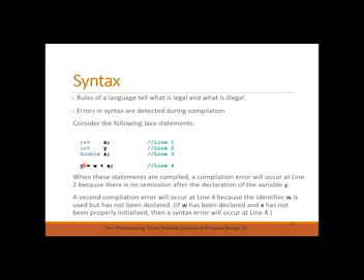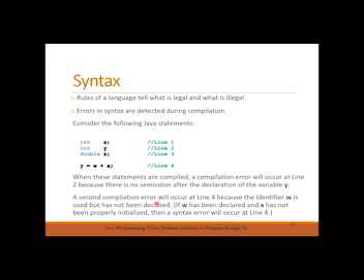Let's consider the following Java statements. int x; for line 1, int y, double z; and then sabi y equals w plus x; Dito, kitang-kita na kagad ninyo yung int y, walang semicolon. O, alam nyo na kung anong error nito. When these statements are compiled, a compilation error will occur at line 2. So, line 2. Because there is no semicolon after the declaration of the variable y.